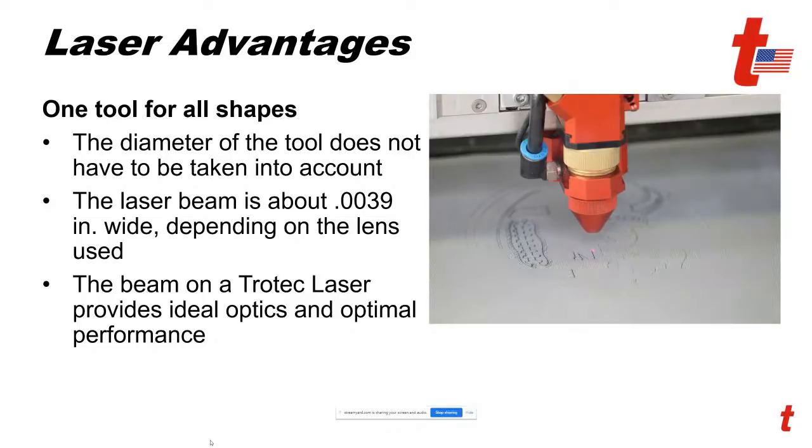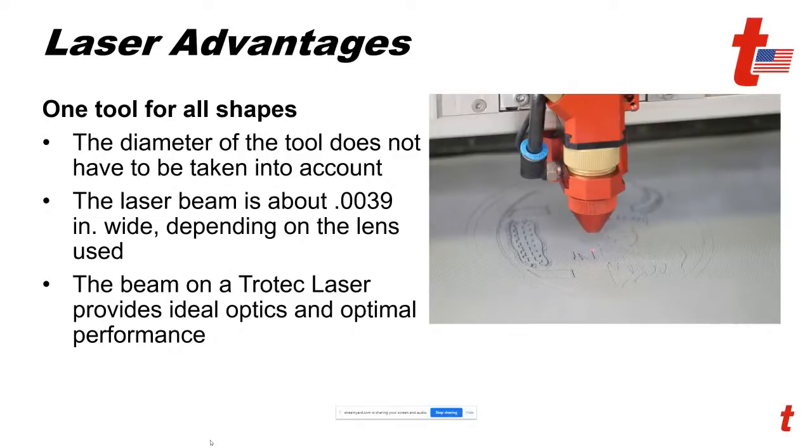One tool basically for all shapes. The lasers, and again, an advantage, the diameter of the tool does not have to be taken into account. A lot of times mechanical engravers require compensation for kerf. Because the laser beam is so small, we can get in with that laser beam and cut out little intricate details, because the beam diameter is 3 to 4 thousandths of an inch, or 0.0039, depending on which lens is used.